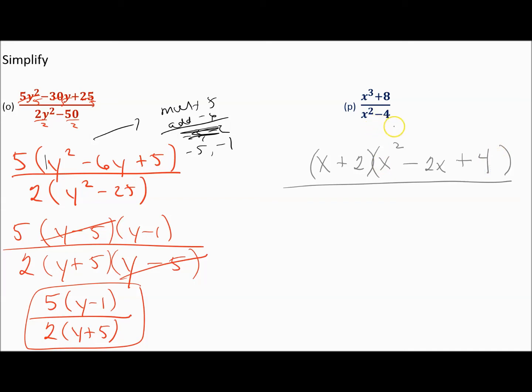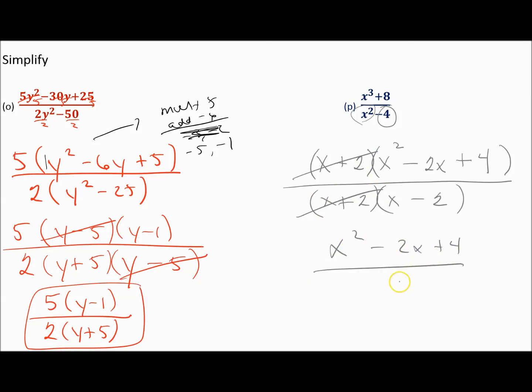In the denominator, that's a difference of squares, so that's the one where you have a plus and a minus. The square root of x squared goes in the first position. The square root of 4, which is 2, goes in the second position. Then I cancel the x plus 2's because that's what's common. And my final answer is x squared minus 2x plus 4 divided by x minus 2. It's all about factoring. It really is.